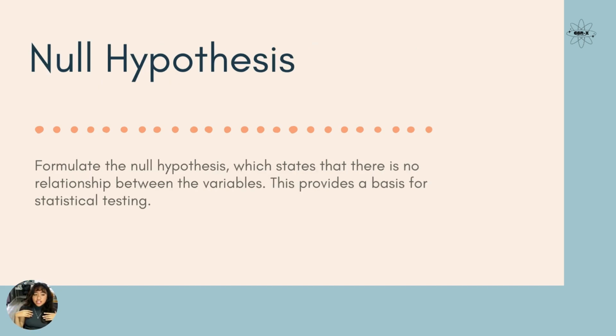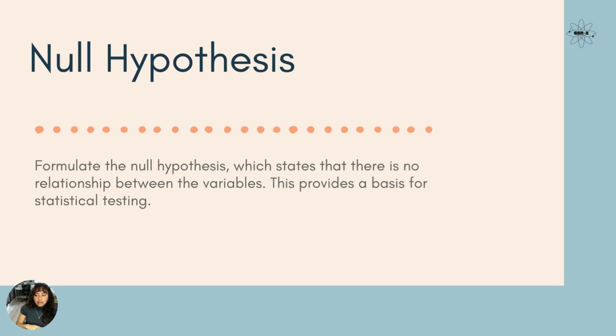Next, you also want to consider the null hypothesis. Now, a null hypothesis states that there is no relationship between the variables, so that there is really no correlation between the independent and the dependent variable. This provides a basis for statistical testing. So not only can statistical testing tell you there is a relationship, it can also tell you that there isn't one.